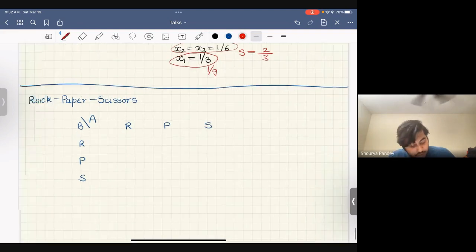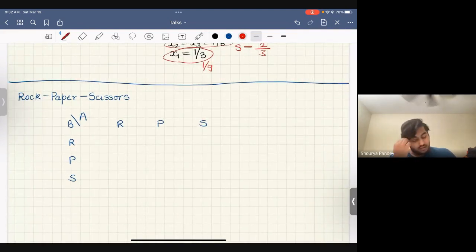Okay, can you help me out with the grid here? So it's 0, 0, 1, -1, or maybe let's just keep it 1, 0. I don't think it should matter. And then this is 1, 0, 0, 0.